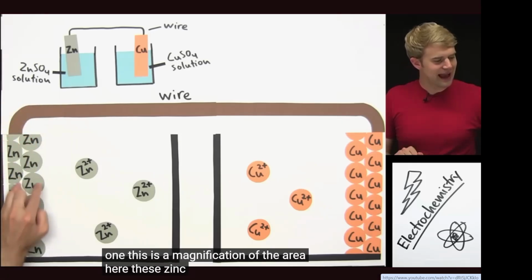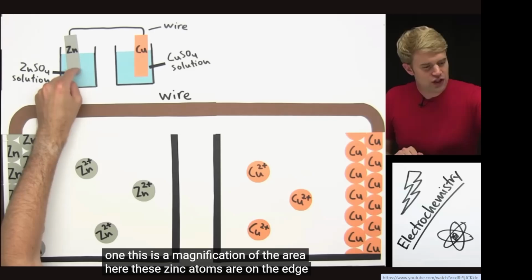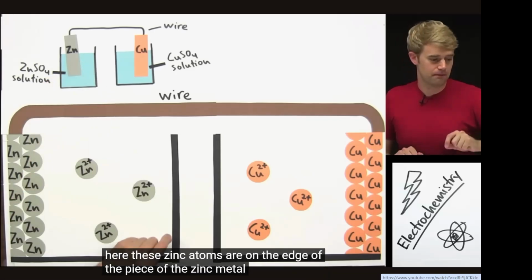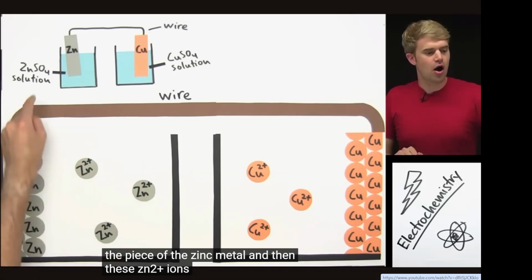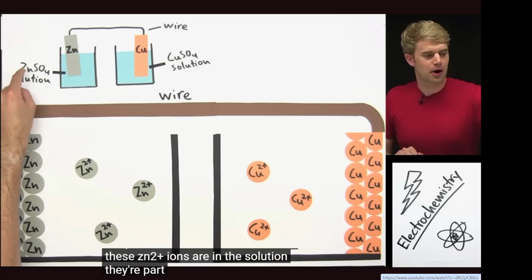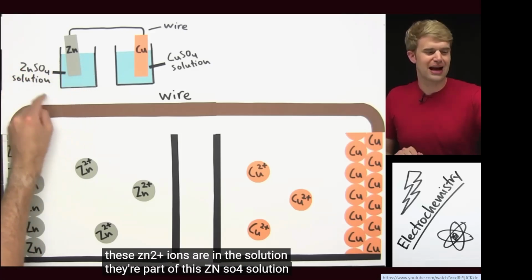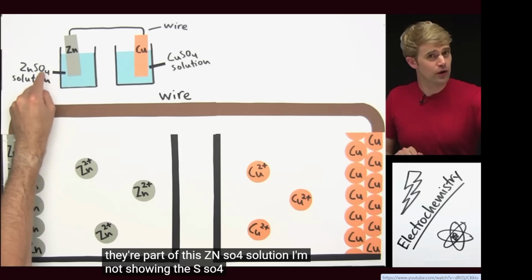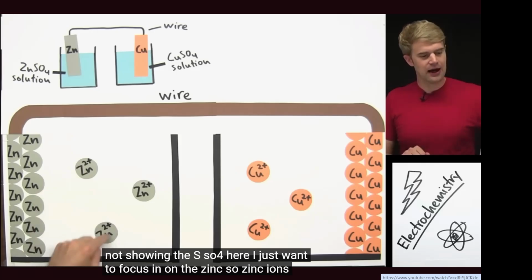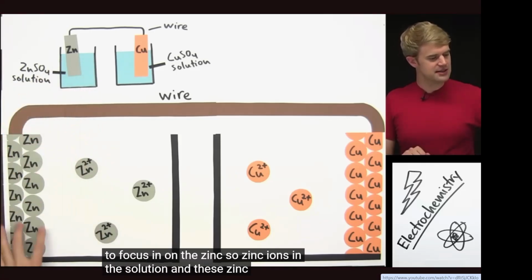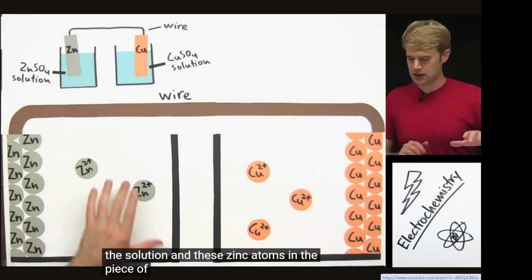These zinc atoms are on the edge of the piece of the zinc metal. And then these Zn2+ ions are in the solution. They're part of this ZnSO4 solution. I'm not showing the SO4 here. I just want to focus in on the zinc. So zinc ions in the solution and these zinc atoms in the piece of zinc.